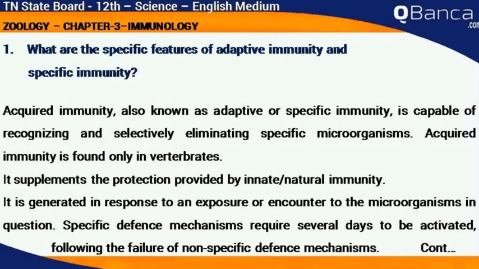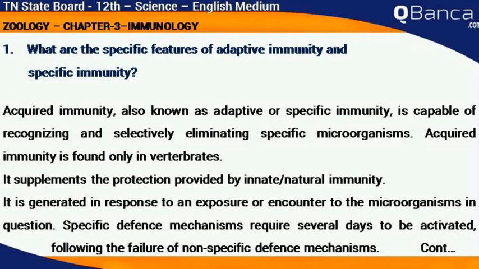What are the specific features of adaptive immunity and specific immunity? Acquired immunity, also known as adaptive or specific immunity, is capable of recognizing and selectively eliminating specific microorganisms. Acquired immunity is found only in vertebrates. It supplements the protection provided by innate or natural immunity. It is generated in response to an exposure or encounter to the microorganisms in question.